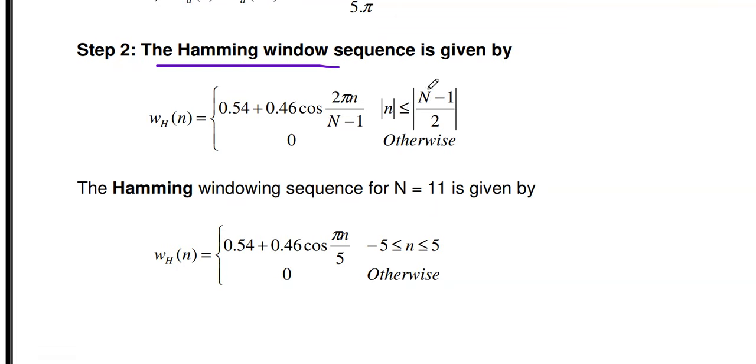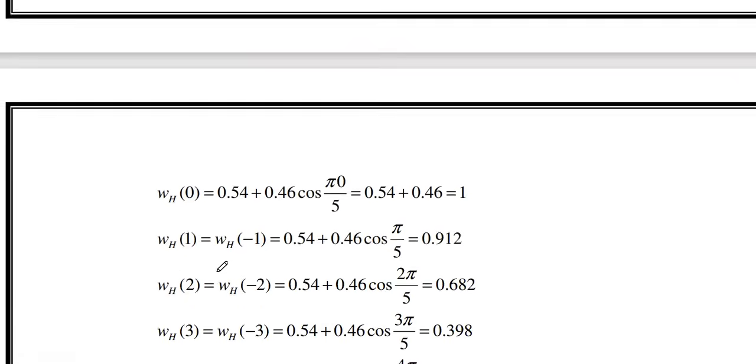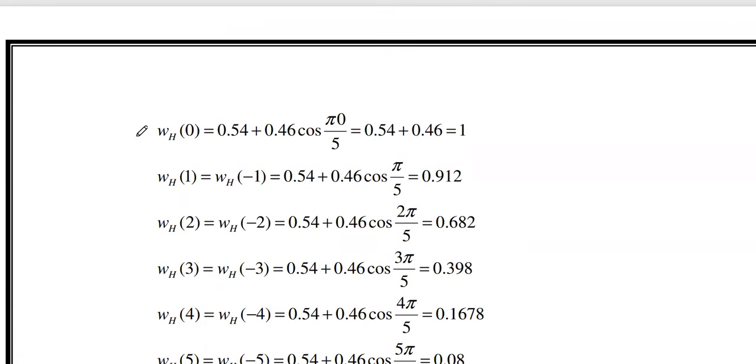Okay, so here the capital N is given as 11. So for the small n between minus 5 to 5, we have to find this WH of n. For each n value we have to find the windowing discrete value. Okay, so you just substitute. So first put n equal to 0.